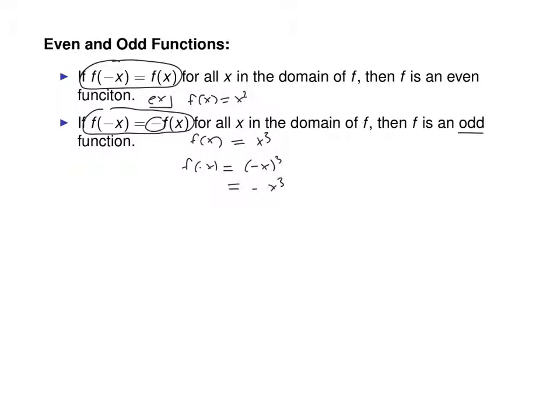And how you check for evenness or oddness in both cases is you plug in negative x and you see what happens. It is possible for functions to be neither. Some functions are even, some functions are odd, and a whole bunch aren't either one.